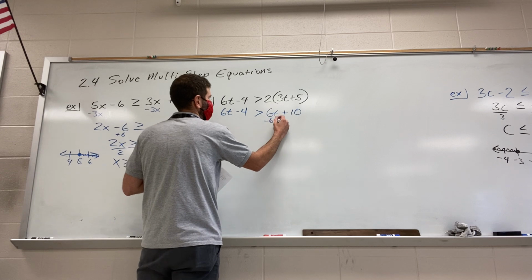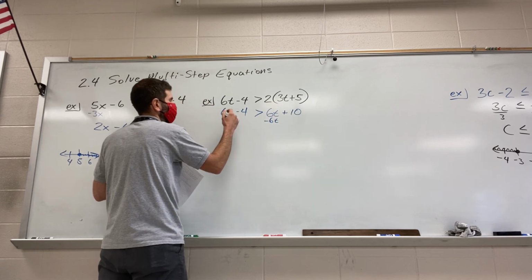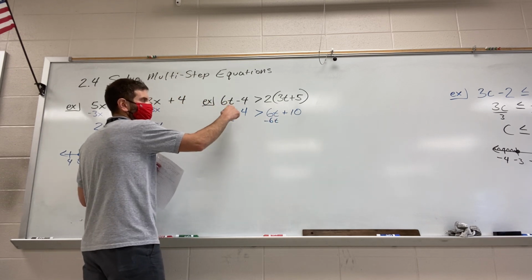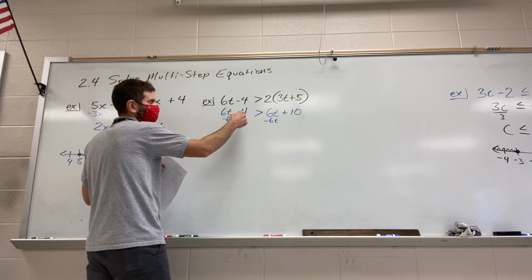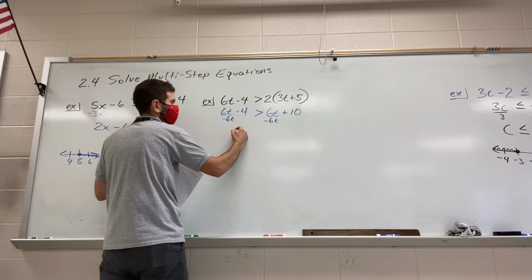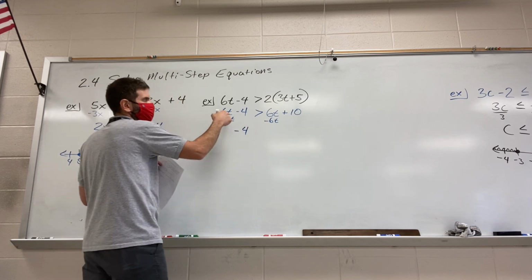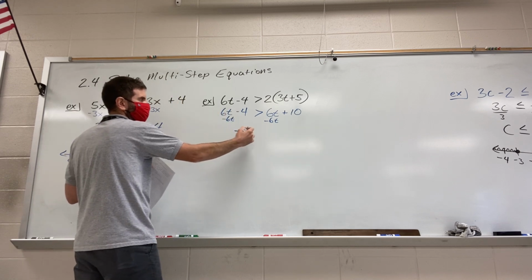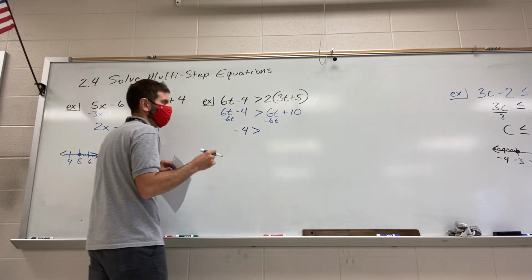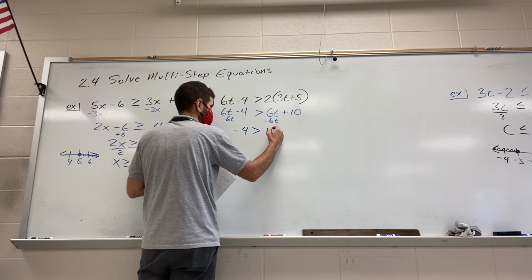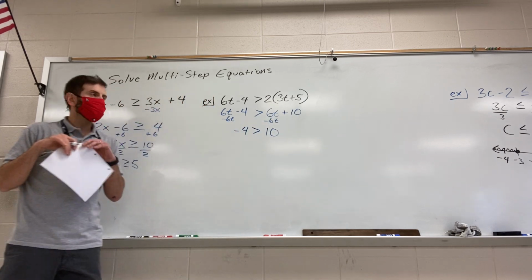Subtract the 6t on one side, and it's a no solution. So it's 0 minus 4 is what? 4 negative. Wait, 4 is still 4. 0 minus 4 is -4. On the other side, we get 0 plus 10. What's 0 plus 10? 10.